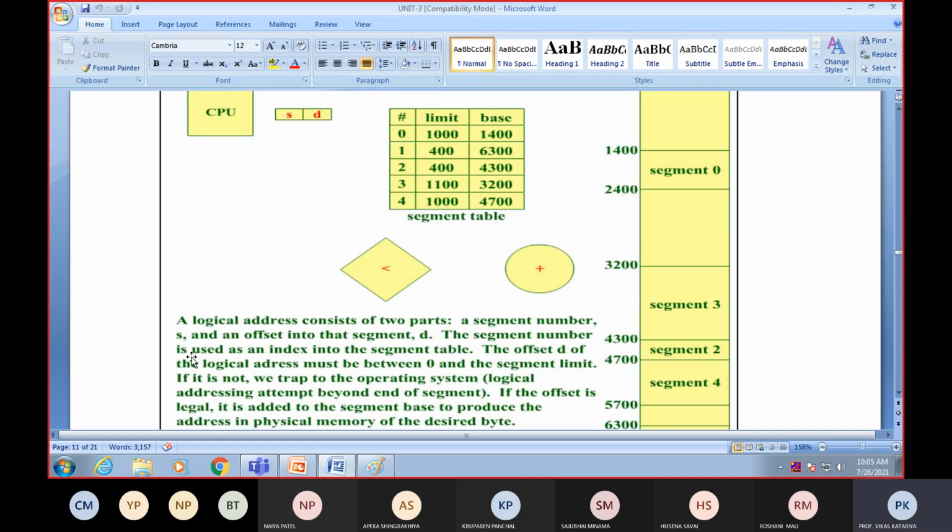The segment number is used as an index into the segment table. This is the segment table, and the segment number works as an index. So 0, 1, 2, 3, 4 indicate the segment numbers. The offset D of the logical address must be between 0 and the segment limit. Offset means the value of D should not exceed the limit. It should lie between the limits or be less than the limit.